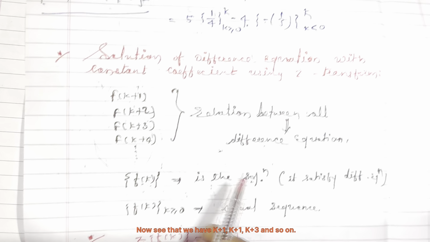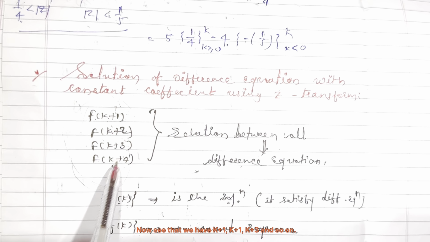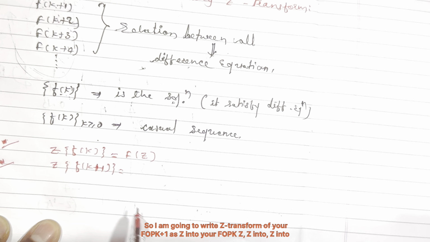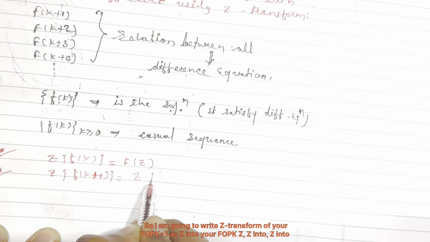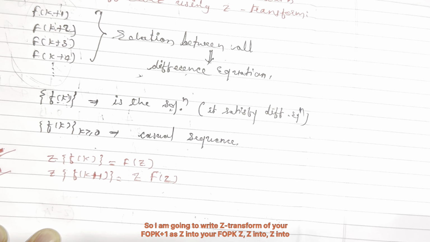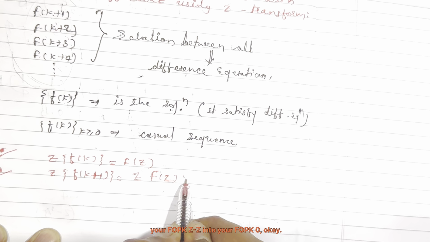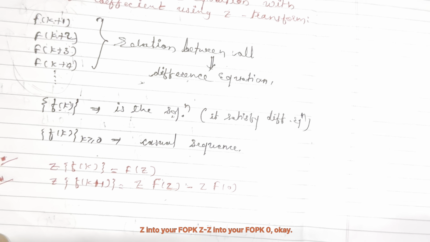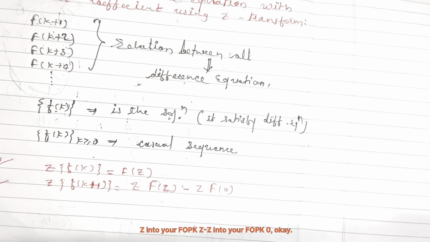Okay, now see that we have k plus 1, k plus 2 and k plus 3 and so on. So for that purpose I want k plus 1. I'm going to write the Z transform of f of k plus 1 as z into f of z minus z into f of 0. This one is the way that you can write.